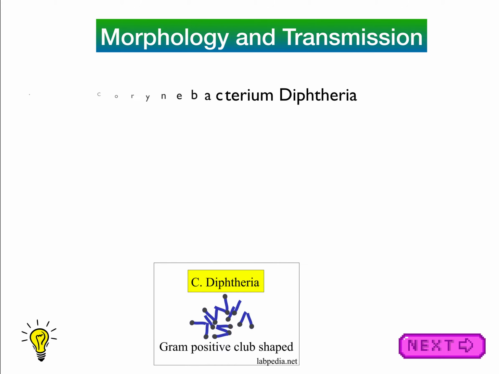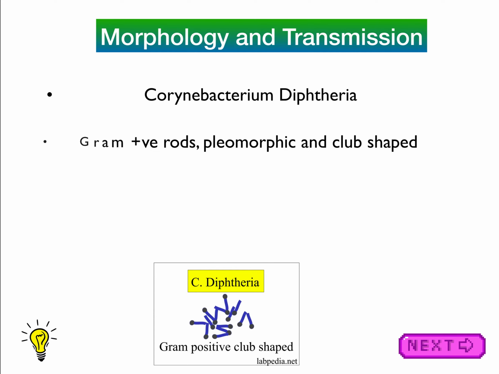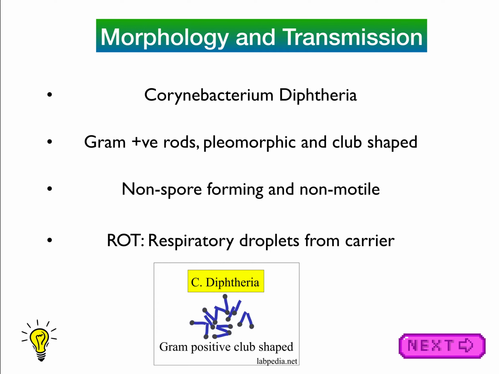So, morphology and transmission. This is one of our simpler topics. They are gram-positive rods, pleomorphic and club-shaped. If you look at the image on the bottom, which I got from this website, they are arranged at acute angles or parallel to each other, making them look like Chinese letters. That's one of the hallmark features, the Chinese letters appearance of C. diphtheria. These are non-spore forming and non-motile, and their route of transmission is respiratory droplets from the carrier.